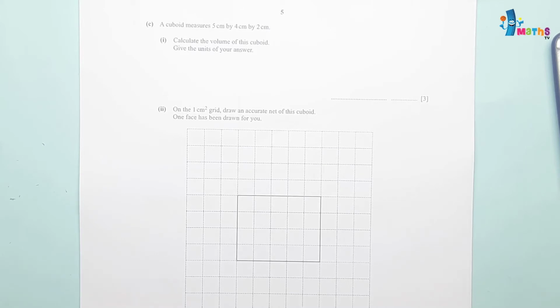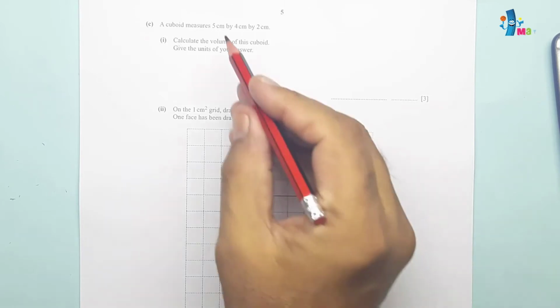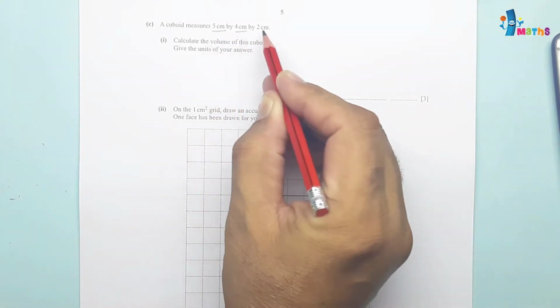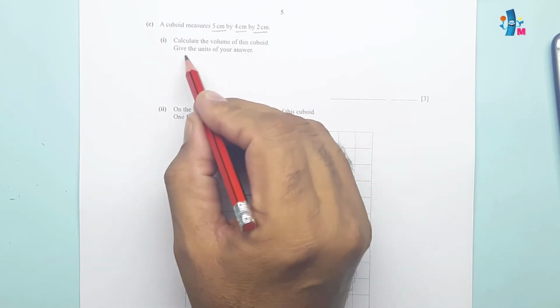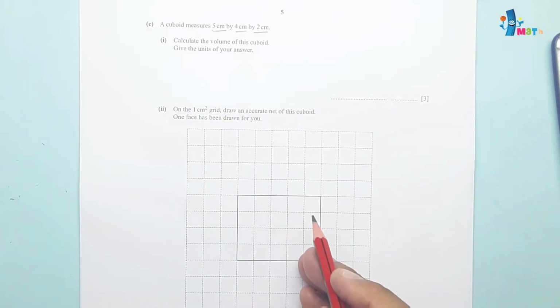Now this is C part. A cuboid measures 5 centimeters by 4 centimeters by 2 centimeters. Calculate the volume of this cuboid. Give the units of your answer.